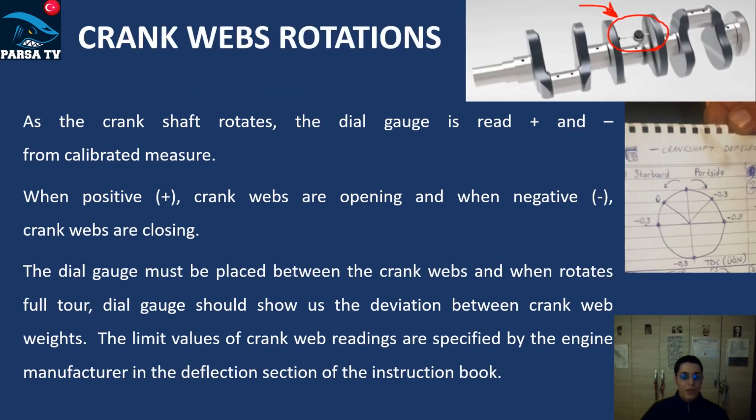Crankweb's rotations. As the crankshaft rotates, the dial gauge is read positive and negative from the calibrated measure. When positive, crankwebs are opening, and when negative, crankwebs are closing. The dial gauge must be placed between the crankwebs, and when it rotates a full turn, the dial gauge should show us the deviation between crankwebs. The limit values of crankweb readings are specified by the engine manufacturer in the deflection section of the instruction book. That means you can see crankweb values in the manual.